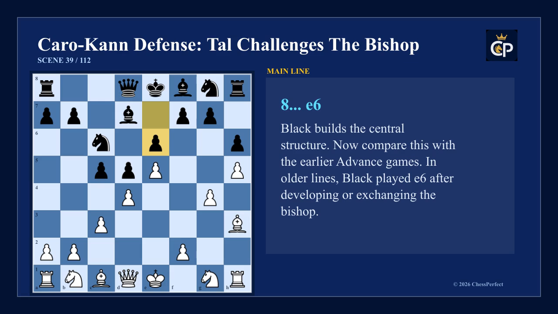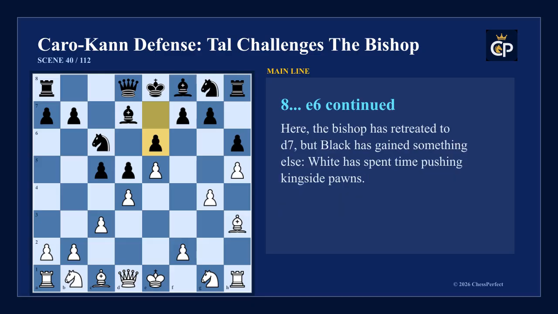Now compare this with the earlier advance games. In older lines, Black played e6 after developing or exchanging the bishop. Here, the bishop has retreated to d7, but Black has gained something else: White has spent time pushing kingside pawns.